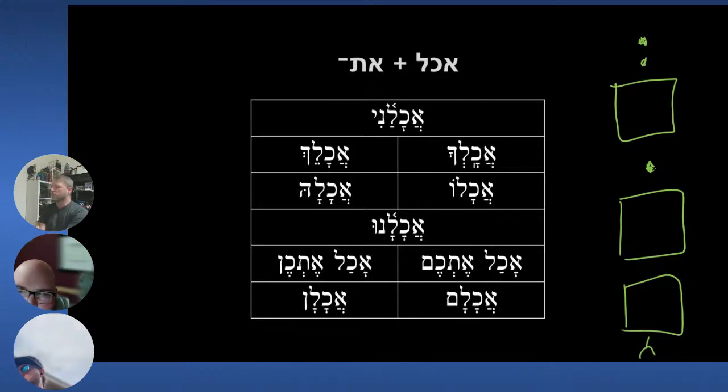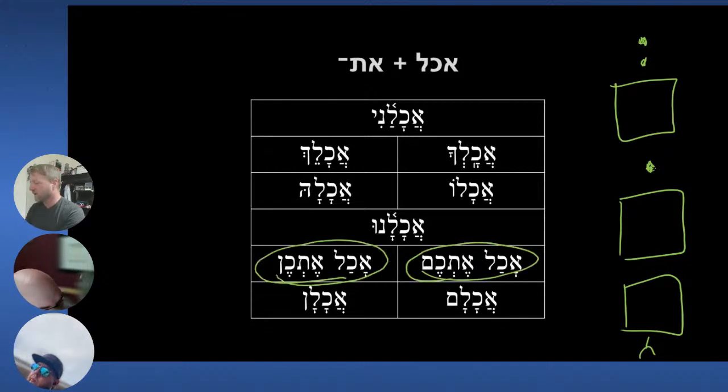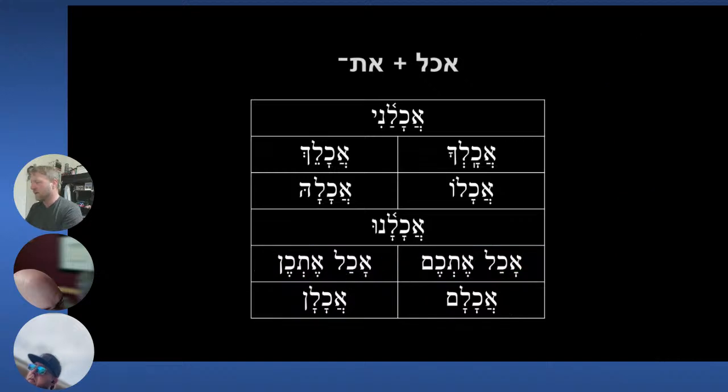Okay, so achalanu, achal otanu, achalanu, achal etchem, achal etchen, achalam, he ate them, and achalan, he ate them when they are feminine. Okay, this is a bunch of information, right? James, what do you think about all of this? Does this make Hebrew better or worse?